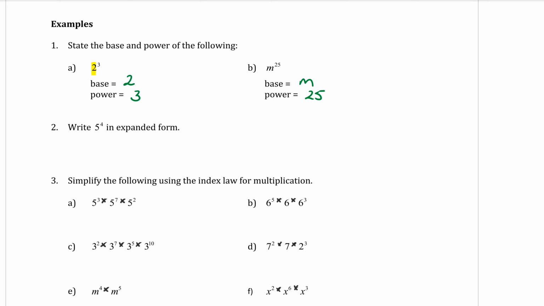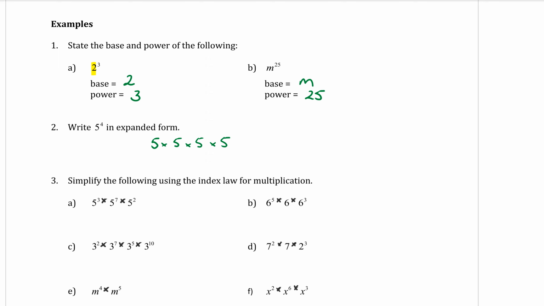Question 2, writing 5 to the power of 4 in expanded form. That's the one with all the multiplications. So 5 is the base, and the power of 4 means I need to multiply 4 of them together. So 5 times 5 times 5 times 5. There are 4 of them. 5 is the base and there are 4 of them.